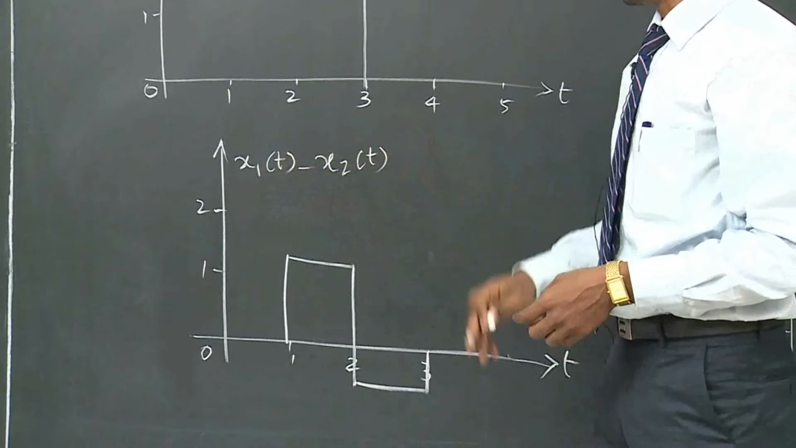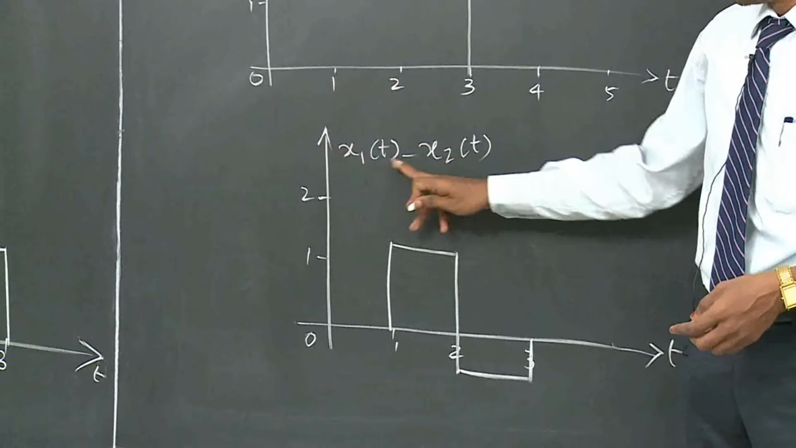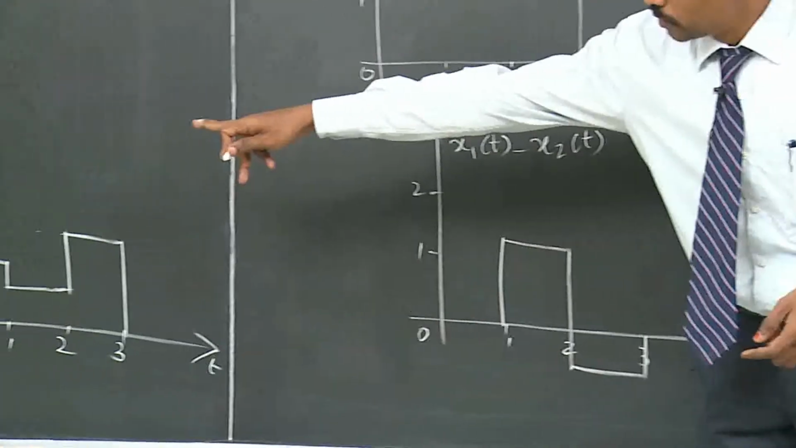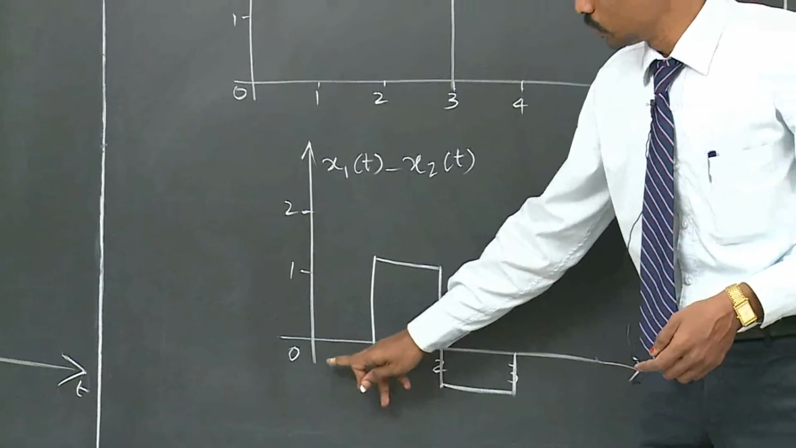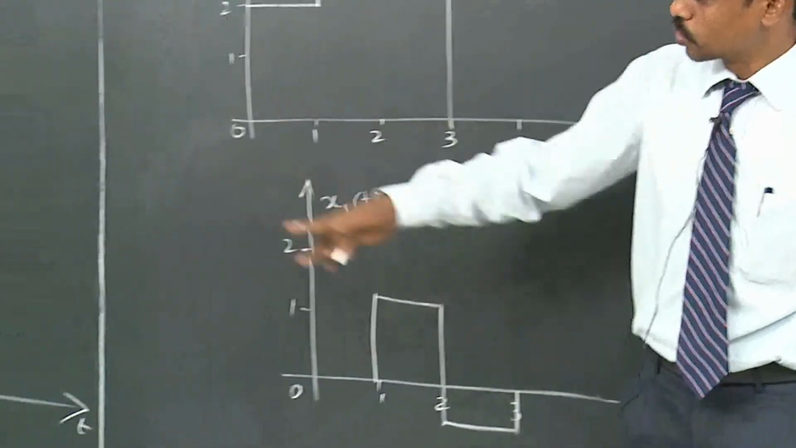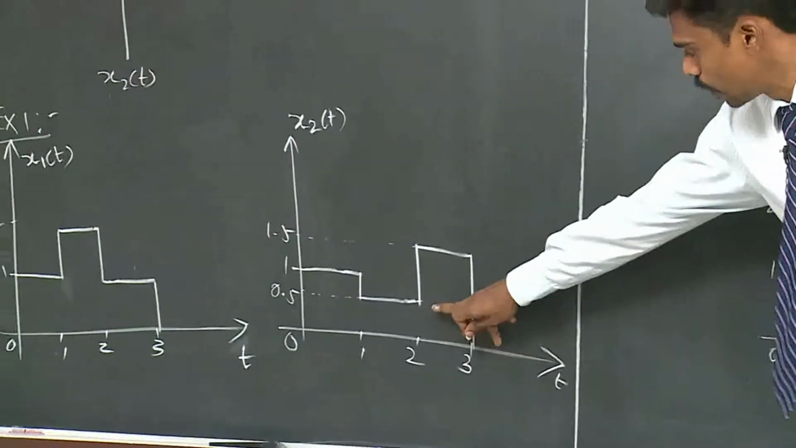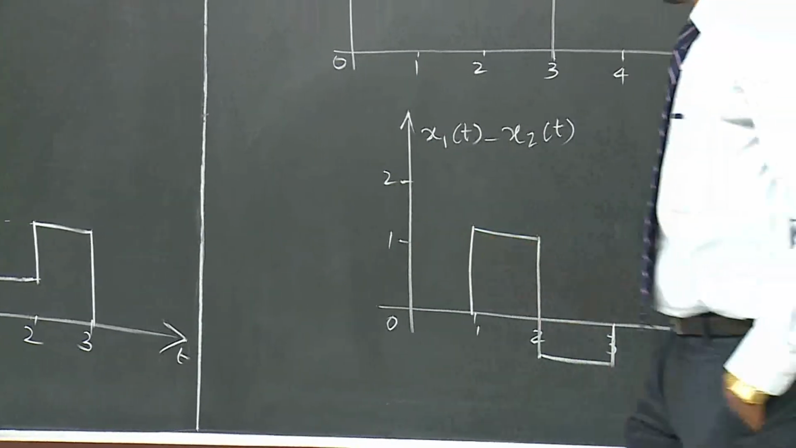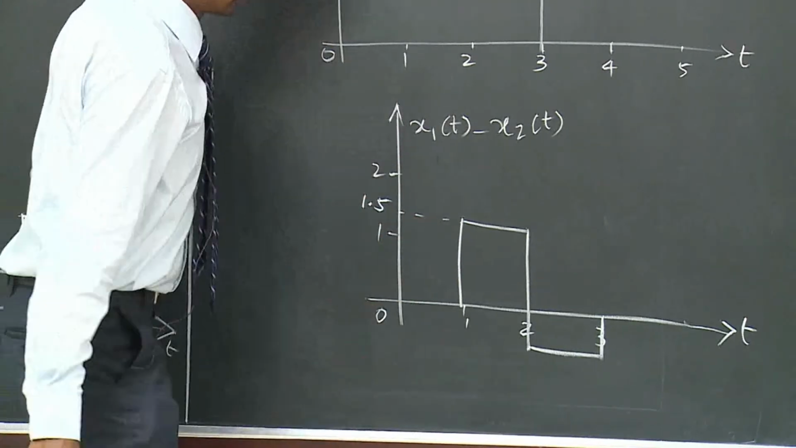I have also given the result of subtraction, x1 of t minus x2 of t, with the same examples, x1 of t and x2 of t. I have drawn the subtraction value. From 0 to 1, x1 of t is 1 and x2 of t is also 1, so 1 minus 1 is 0. From 1 to 2, the value of x1 is 2 and x2 is 0.5. So 2 minus 0.5 is 1.5. It is maintained at 1.5.